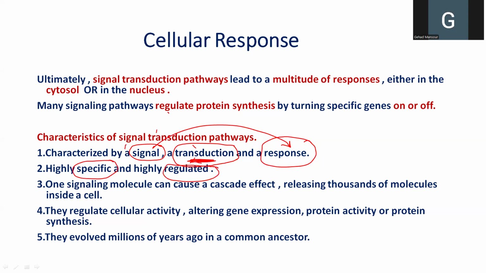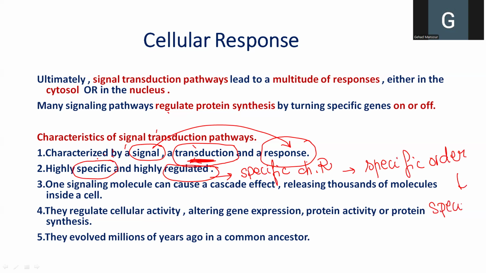Highly specific and highly regulated. Highly specific because it starts by the binding of a specific ligand with a specific receptor. Highly regulated because it's a series of specific biochemical reactions that occur in a specific order and that are catalyzed by specific enzymes. So you have a series of specific chemical reactions that have a specific sequence and that are catalyzed by specific enzymes. So it is highly regulated.